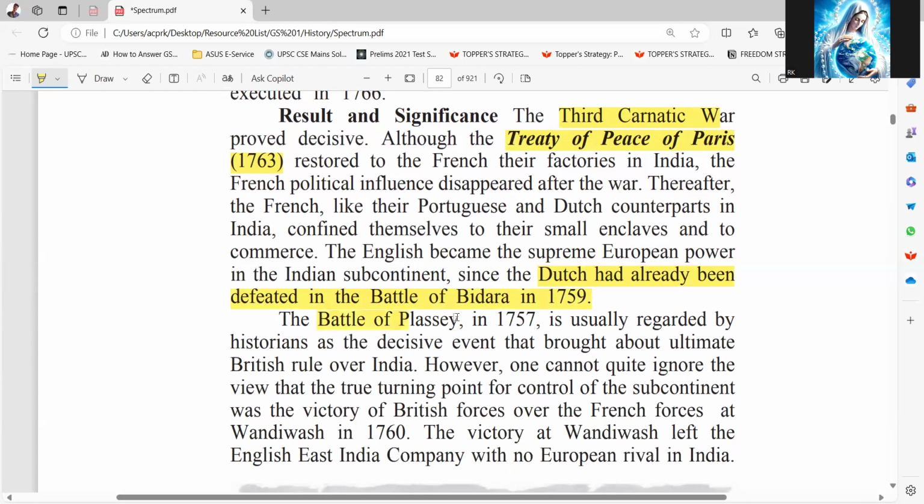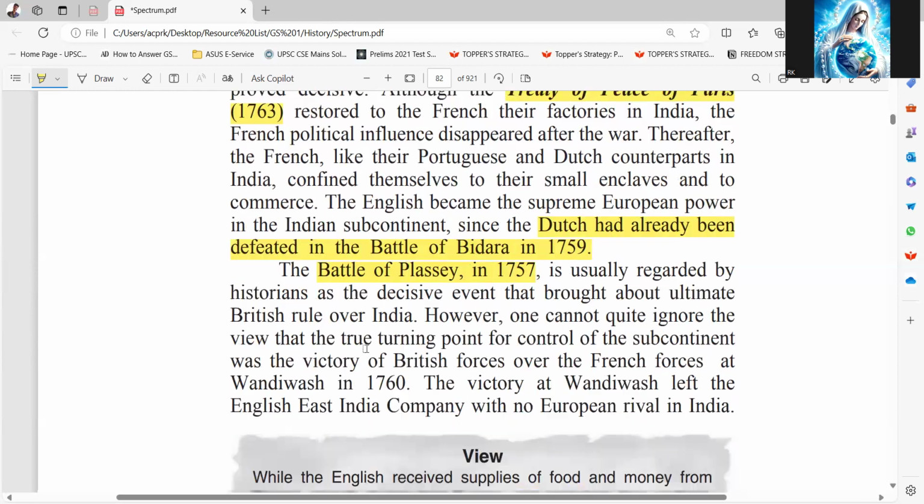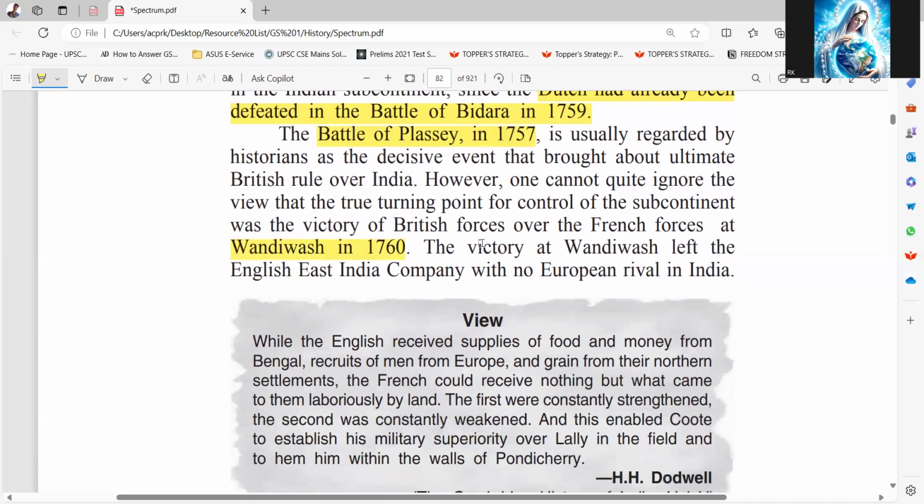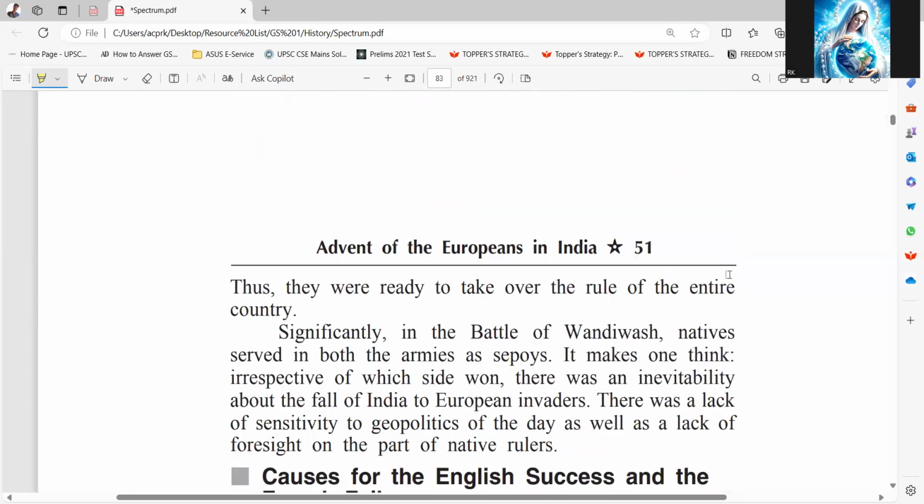The Battle of Plassey in 1757 is usually regarded by historians as the decisive event that brought about ultimate British rule over India. However, one cannot quite ignore the view that the true turning point for control of the subcontinent was the victory of British forces over the French forces at Vandivash in 1760. The victory at Vandivash left the English East India Company with no European rival in India.